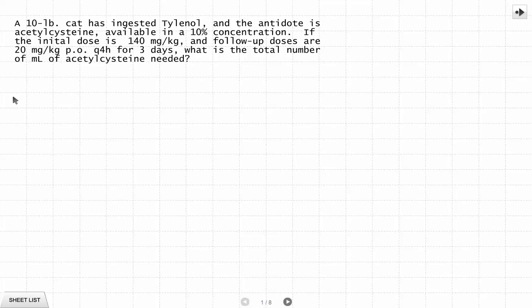Okay, so what we need to do is figure out the initial dose, how many milliliters of the initial dose, and then how many milliliters total of all the follow-up doses. Add up all of that information, and then we will be good to go. So we need the initial dose.